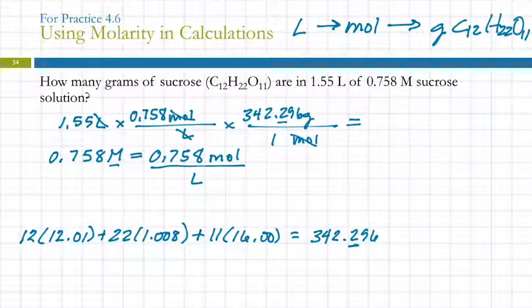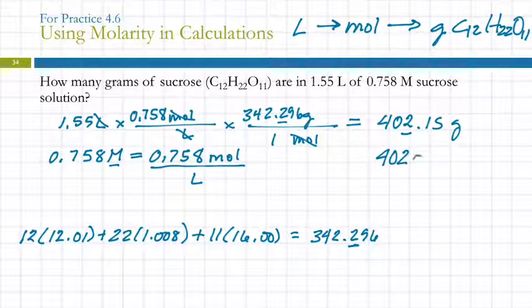Start at the beginning, 1.55 times 0.758 times 342.29 equals. My starting number had 3 sig figs, and nothing in the middle had less than that, so I still have 3 significant figures here. And I'm going to round that to 402 grams.